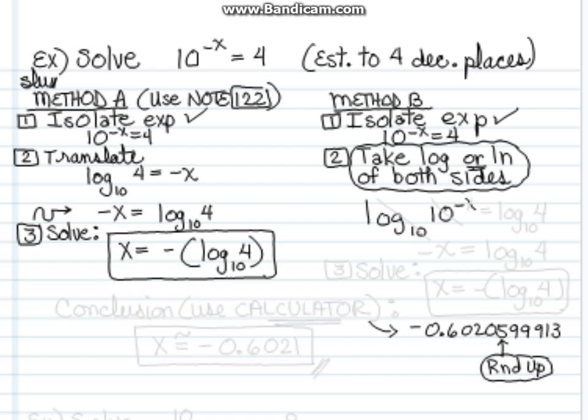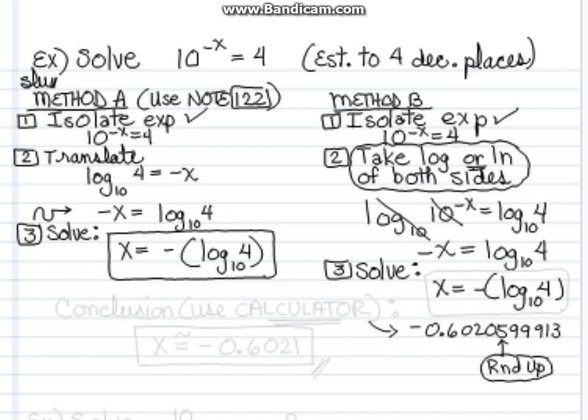So it's log base 10 of the left side, 10 to the negative x, equals log base 10 of the right side, 4. And we see the log base 10 and then the number base 10 cancel each other because they are inverse operations, and it leaves negative x. Bring down the equal sign, bring down log base 10 of 4, and then step 3, solve. Just divide both sides by negative 1. We'll get x equals negative parenthesis log base 10 of the number 4. So we got the same answer.